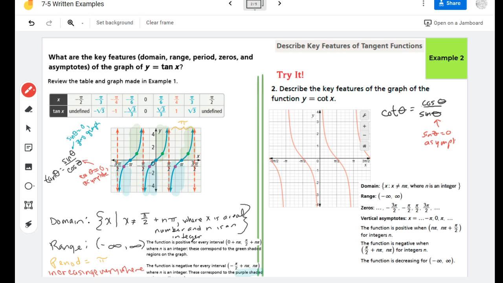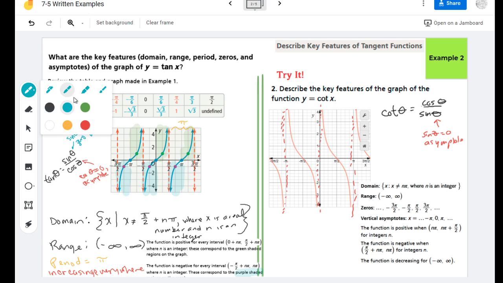Alright, so you could kind of see that on the graph here. Like the sine is 0 at 0, and at pi, and at negative pi. So you could definitely see that pretty easy, especially if I knew how to draw. But there's our asymptotes.